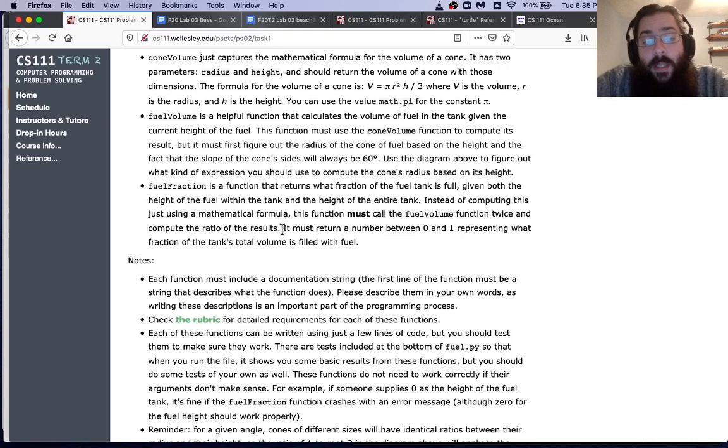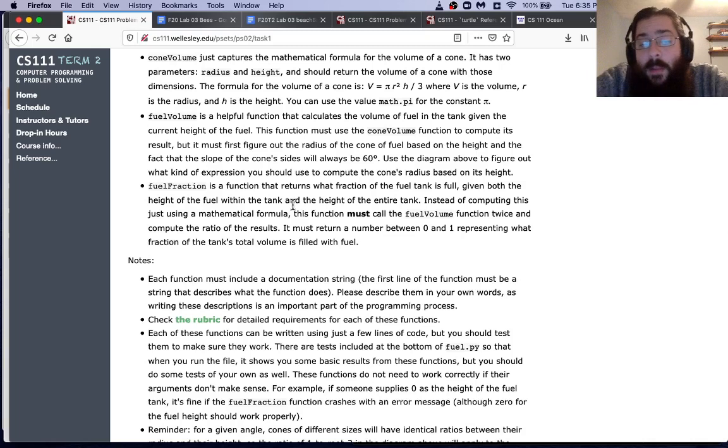Third function for this subtask is fuel fraction. So we don't just want to know how much fuel there is, we'd like to know how much of a full tank we have. So convert that number from an absolute volume of fuel into a fraction of a full tank. And this function takes two parameters. It takes one parameter for how high is the fuel within the tank, right? That's what this car can measure. It has a little floater that sort of measures how high the fuel is.